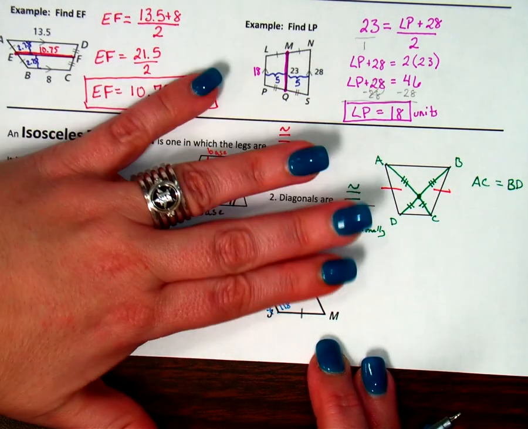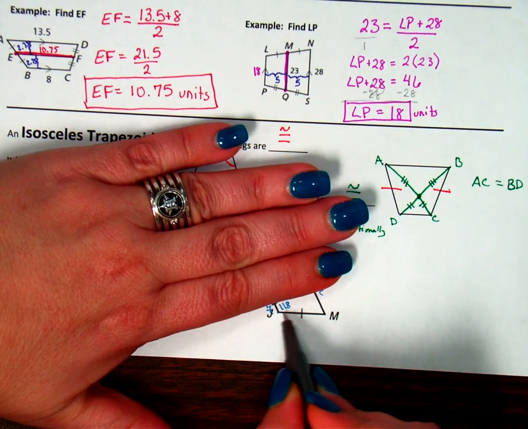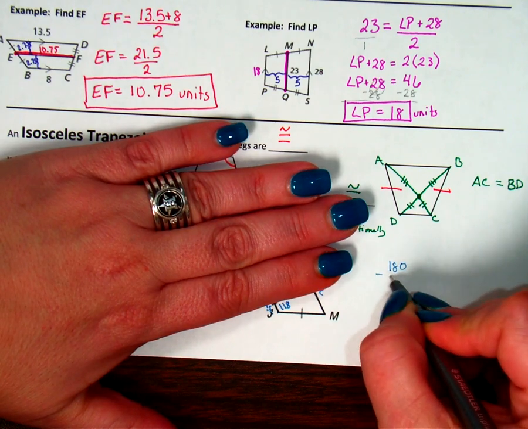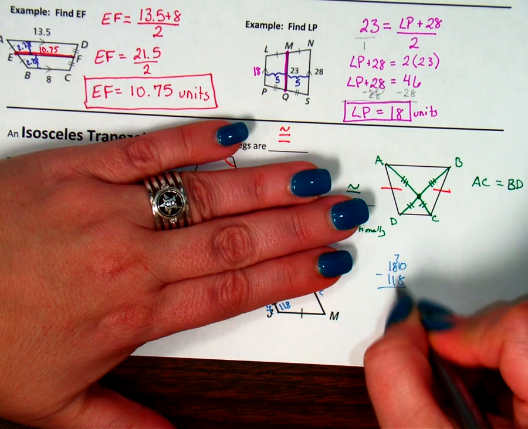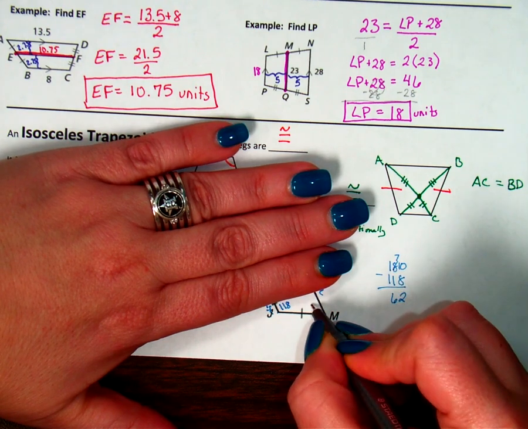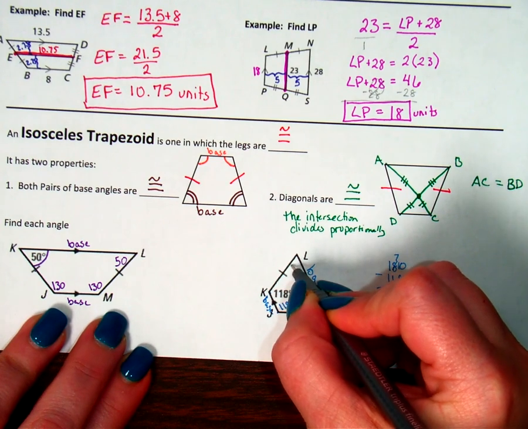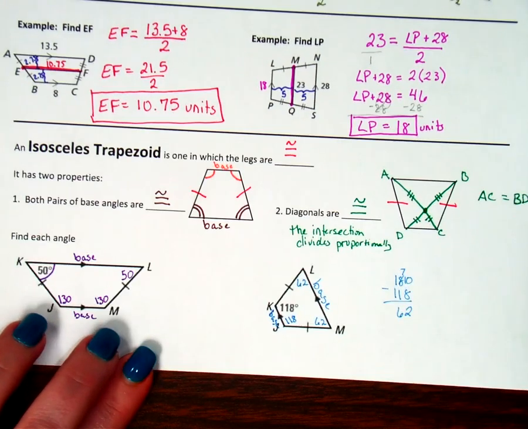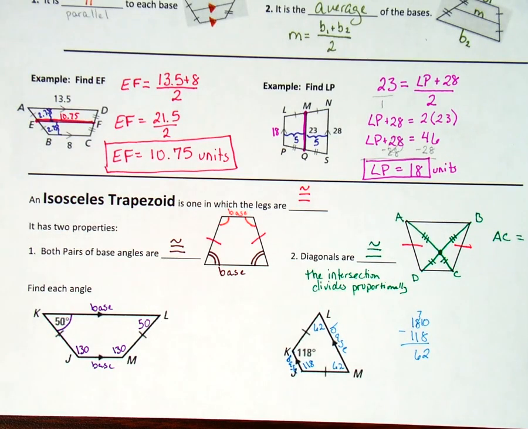2. Or I could just say, well, I know the two angles on one leg have to be supplementary, so I could just do 180 minus 118 and get that this angle has to be 62, which means the other angle on the same base also has to be 62. Okay, let's do a couple more isosceles triangles problems.